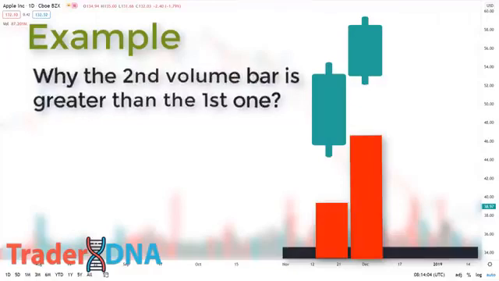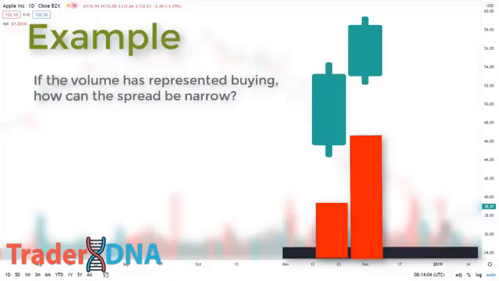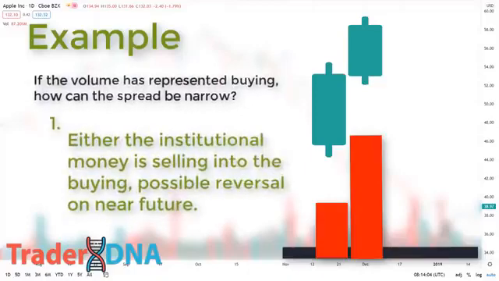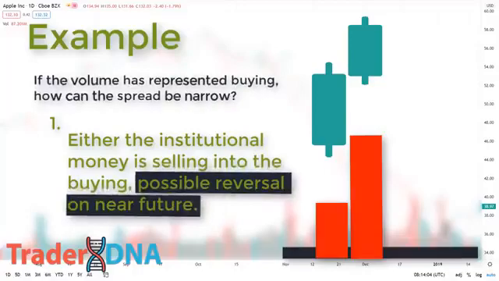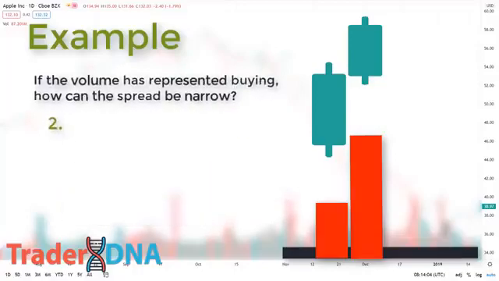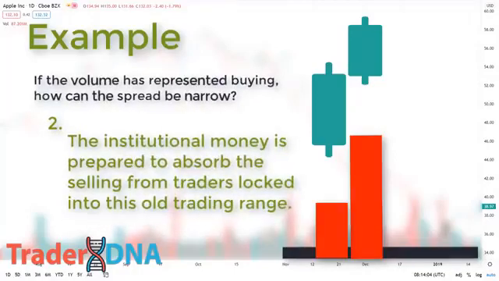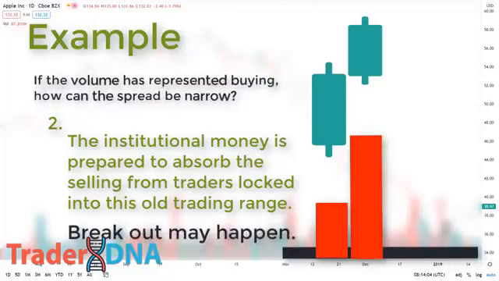Let me explain to you. Narrow spread candle with high volume. There are 2 possible explanations. If the volume represents buying, how can the spread be narrow? First, either the institutional money is selling into the buying, possible reversal in the near future. Second, there is a trading range to the left, and the institutional money is prepared to absorb the selling from traders locked into this old trading range. I mean, a breakout may happen.